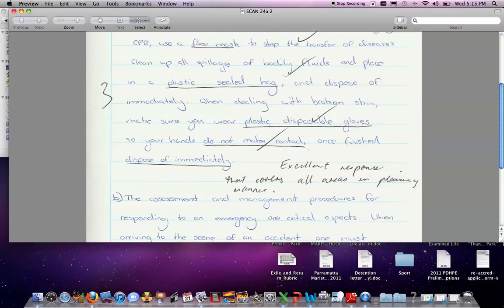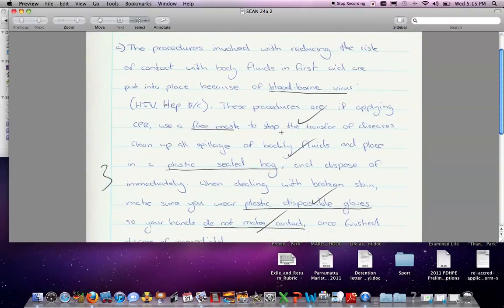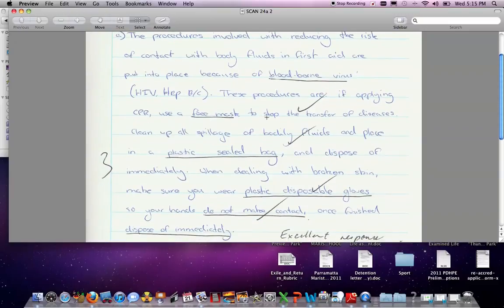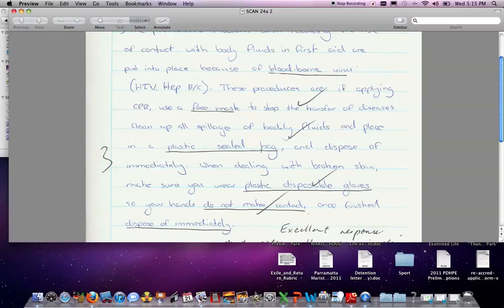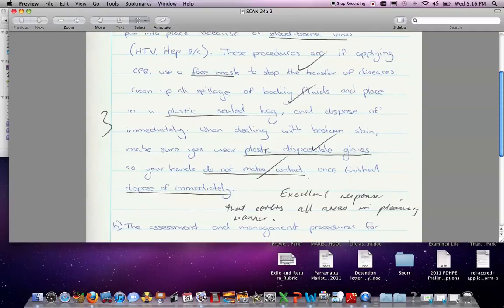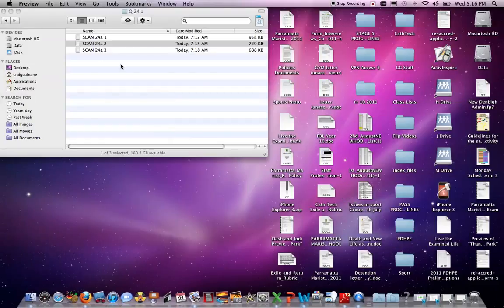If we look at another example for this particular section, the first thing that you'll notice is the underlining. Blood-borne viruses, Hep C and HIV were mentioned there. The use of a face mask, a plastic sealed bag for controlling the infected fluids, and plastic or disposable gloves. So that's another good example that covered all those aspects of the answer.